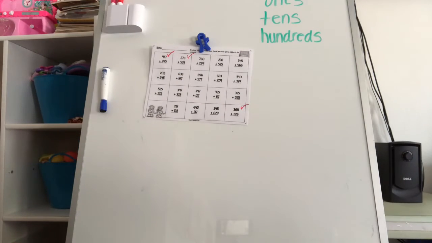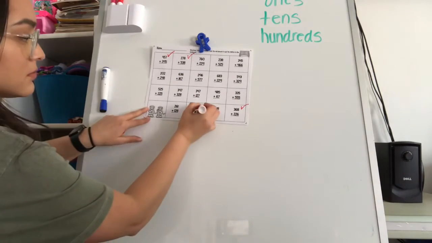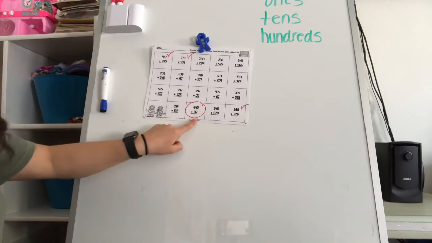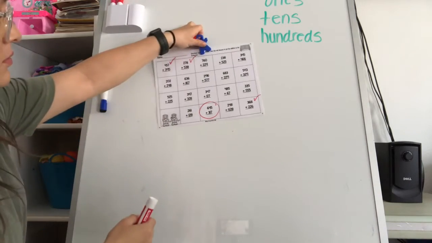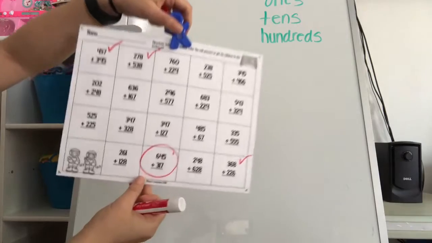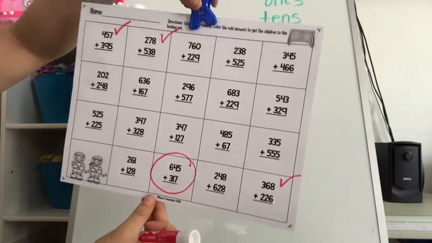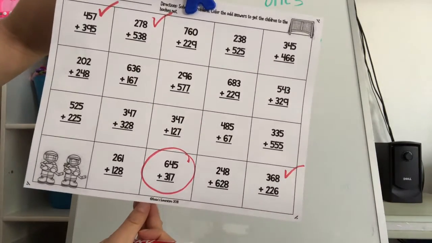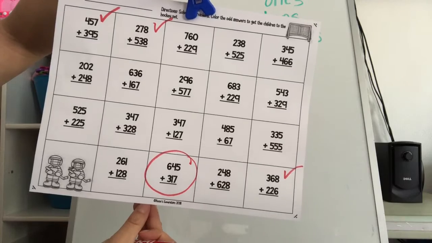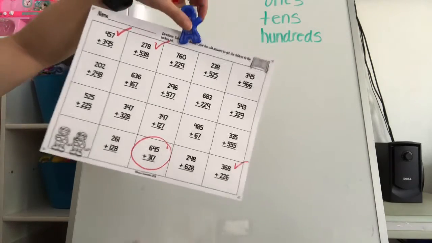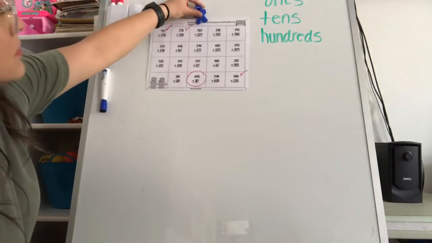Look at all the problems we've already completed together. Let's do one more, and then you will get to solve the rest on your own. We're going to add 645 plus 317. Are you ready? We got to put our numbers in expanded form. Nice job, second grade. Let's go ahead and do that. Ready?